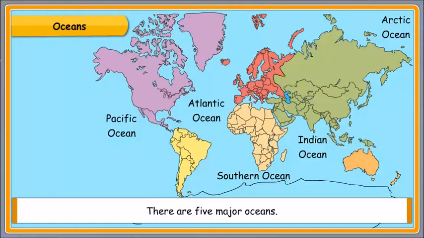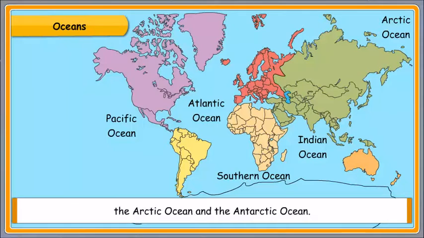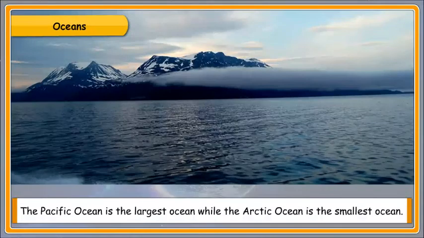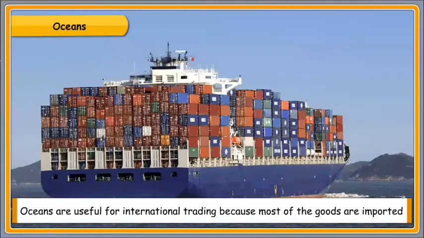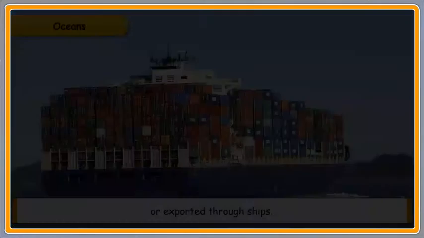There are 5 major oceans. They are the Pacific Ocean, the Atlantic Ocean, the Indian Ocean, the Arctic Ocean, and the Antarctic Ocean. The Pacific Ocean is the largest ocean, while the Arctic Ocean is the smallest ocean. Oceans are useful for international trading because most of the goods are imported or exported through ships.